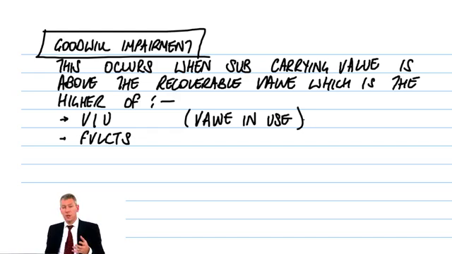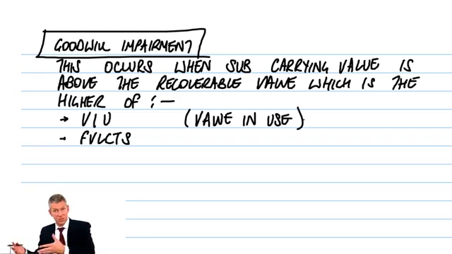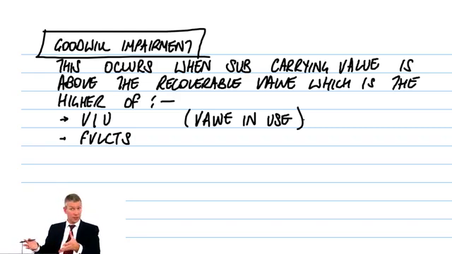It's the value that you would get out of using the asset, whether it's a car or a brand, or in this case, a whole subsidiary. It's discounted cash flow based on the future productivity of the subsidiary. It's quite a complicated number to calculate, but in the exam it's given.